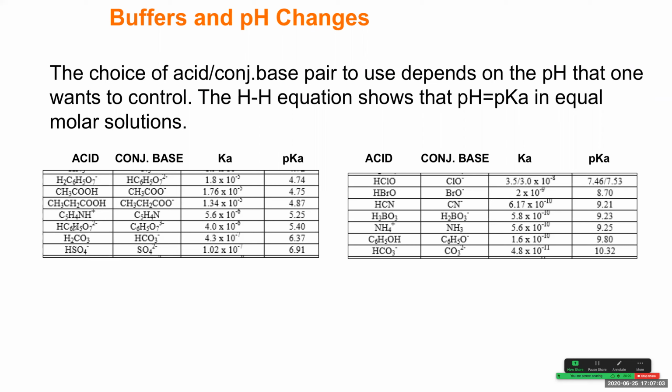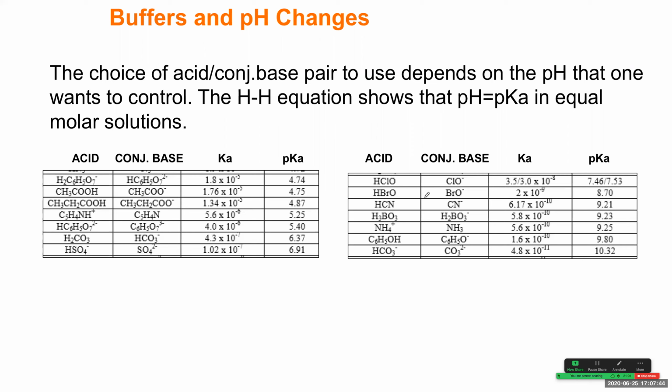So amphiprotic substances can be used to make buffers also, because they act as an acid with a conjugate base. On the right side of this slide, we have some of the weaker acids. Remember, the stronger acids have a higher pKa. These have a lower pKa, and they would be used to control the pH in the alkaline or base region, so above pH 7.